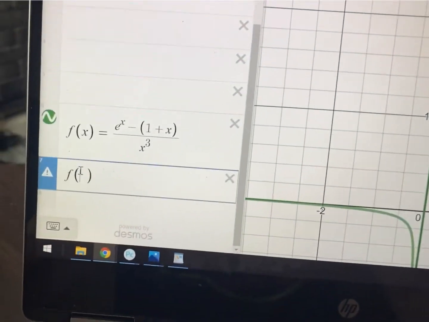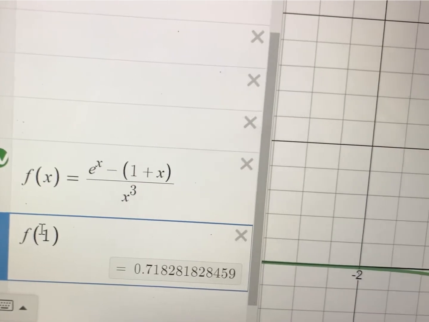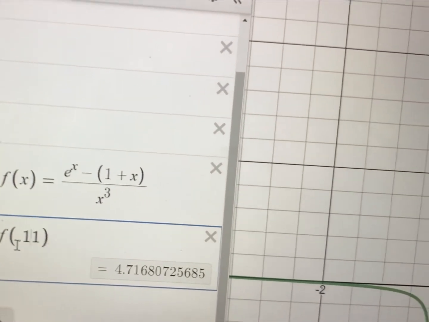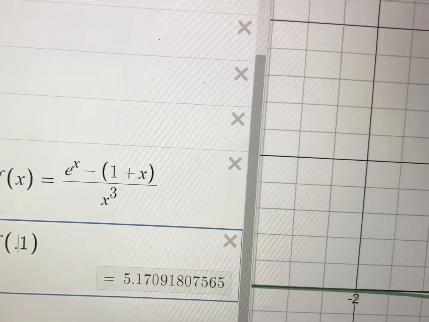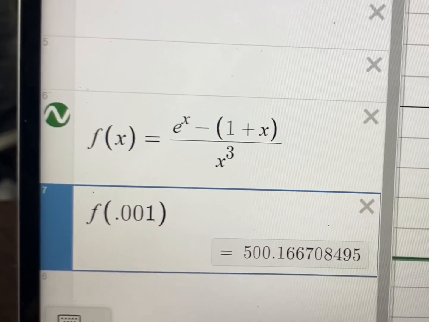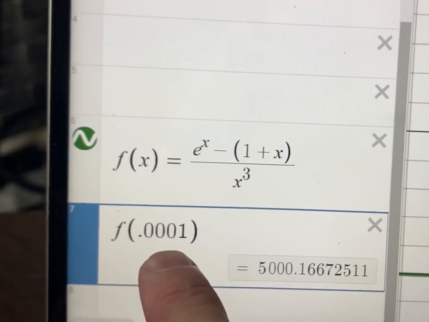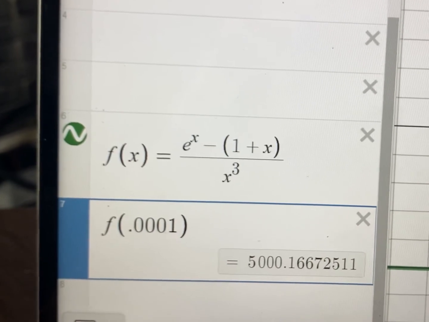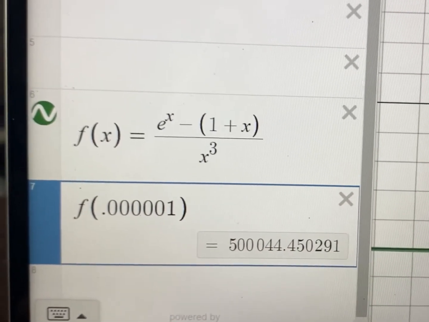For instance, watch right here. If I plug in 1 into F, I get back that number. But if I plug in 0.1, I get 5.7. If I plug in that, I get 50, 500, 5,000. Why? Because the number that I'm plugging in is getting closer and closer to 0. And the closer I get to 0, the bigger the output is.